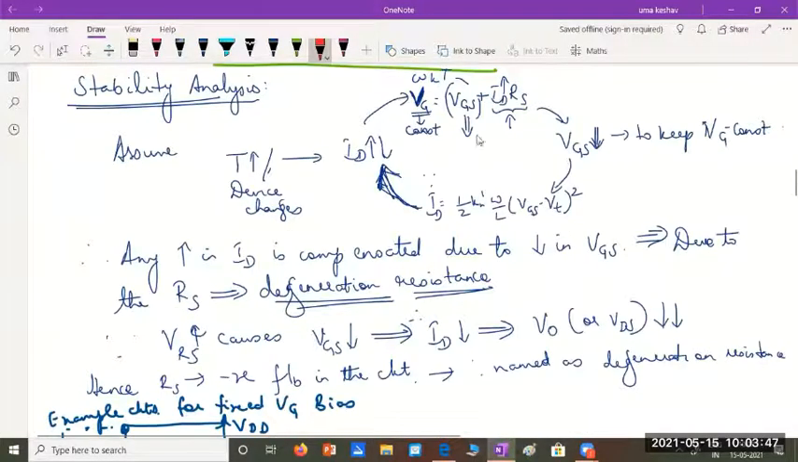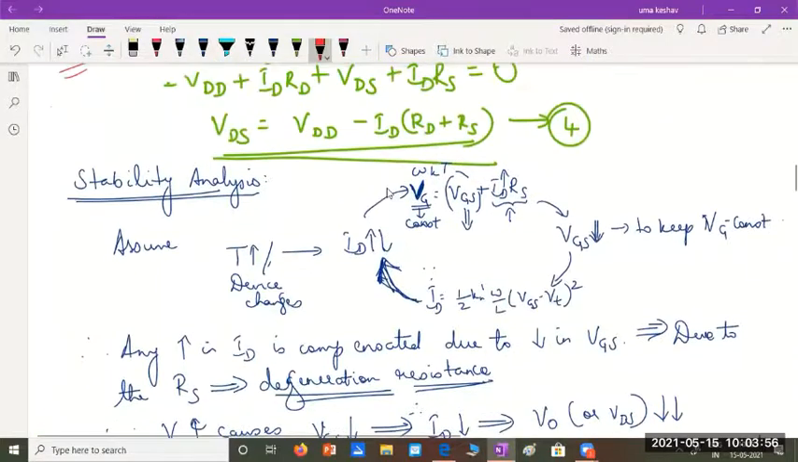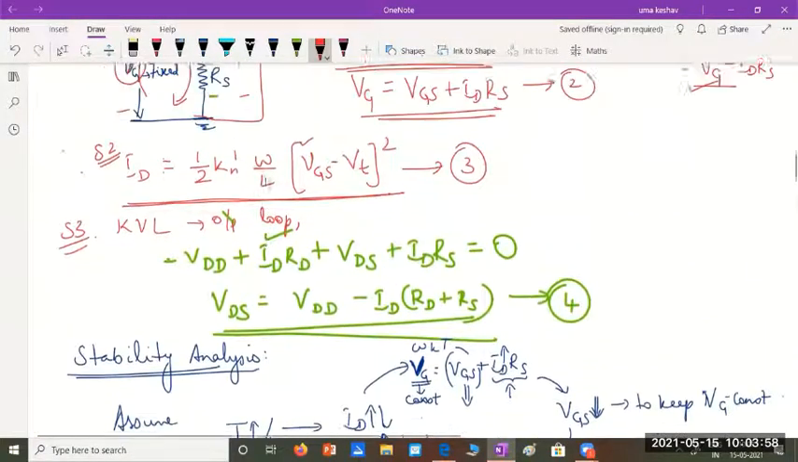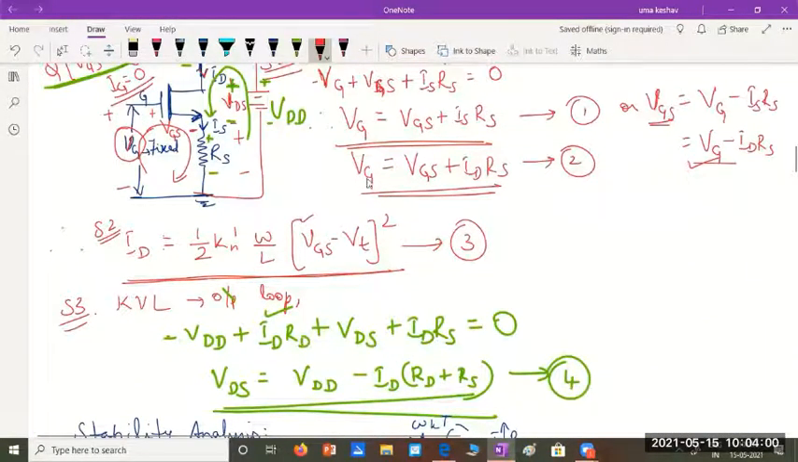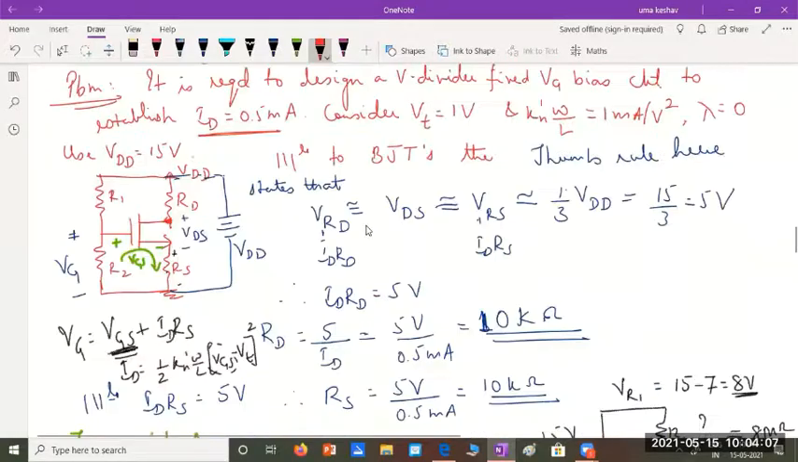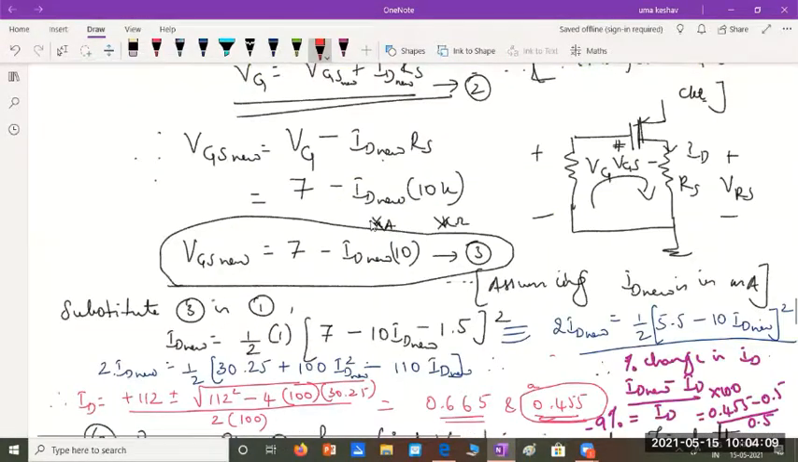Because of the usage of this resistance, we are able to stabilize the Q point. We discussed here how if ID increases, VGS will decrease, causing ID to decrease back in proportion. That is because of this defining equation where we have related VG to VGS and ID. Okay. So all this we discussed. We also solved problems in this bias.